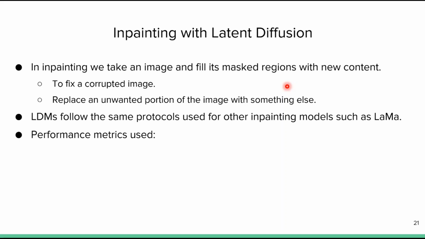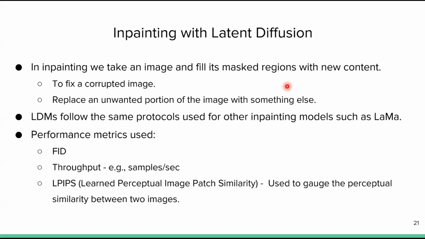Some of these protocols or performance metrics that were used were FID scores, throughput, which we just covered with Safan, and LPIPS, which is a metric that's used to gauge the perceptual similarity between 2 images. Now, this is actually a very interesting metric because it's been shown to relate really well with human perception.